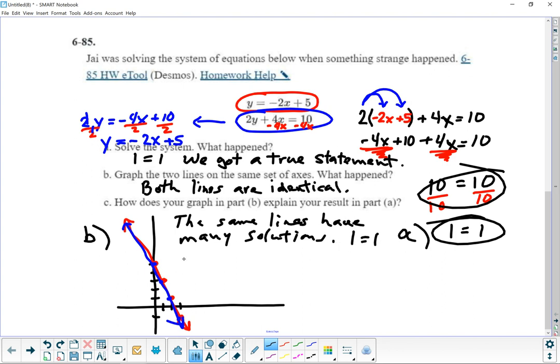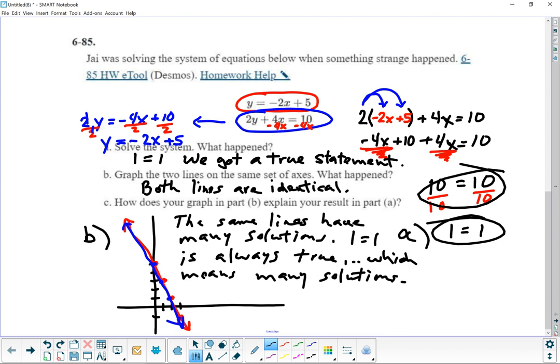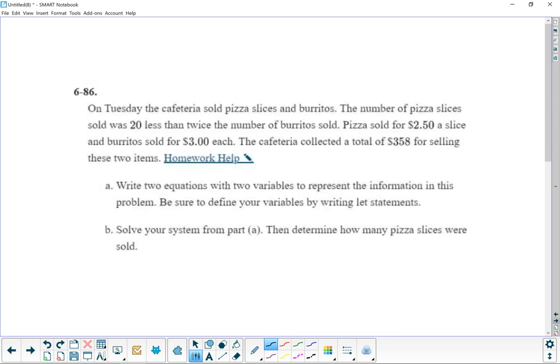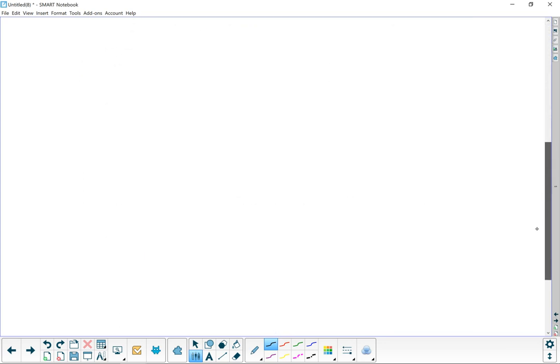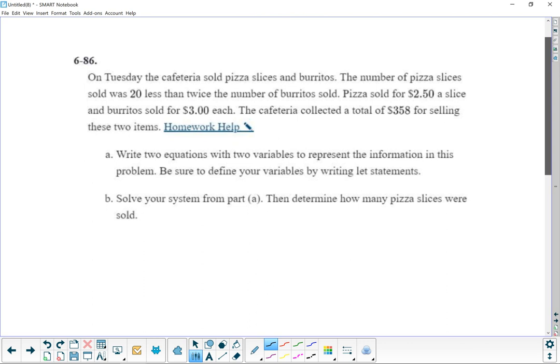One equals one is always true, which means many solutions. So rewind, pause if you need to go back and review. But I'm going to move on along to the last one, 86.